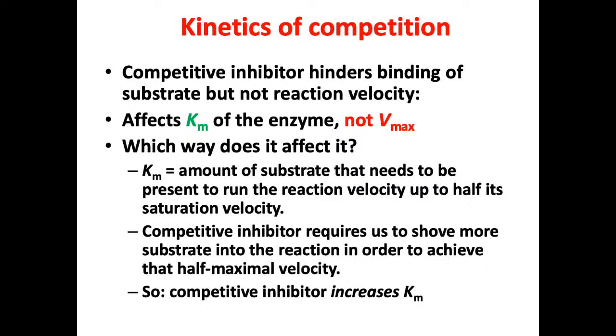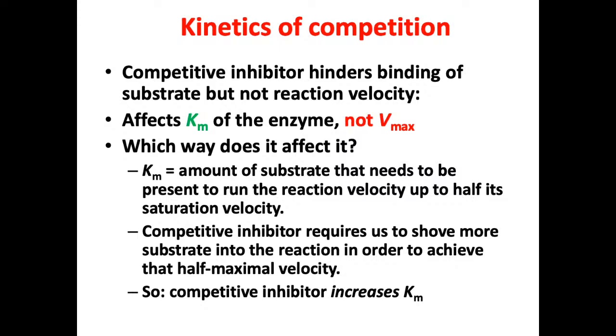So the kinetics of this reversible competitive inhibitor would be: the competitive inhibitor hinders the binding of substrate but not the reaction velocity. So it will affect the Michaelis-Menten constant but not the Vmax. So the speed of your reaction will not change, but the constant will be changed.